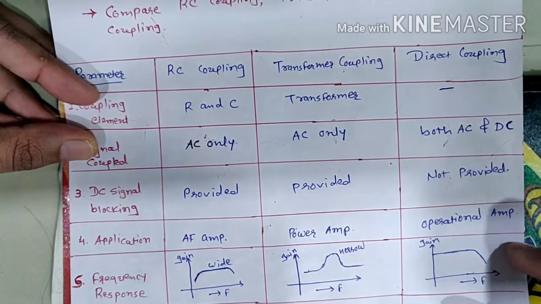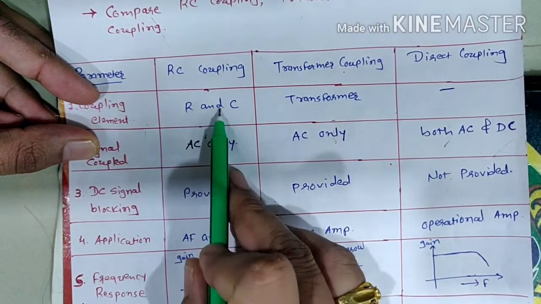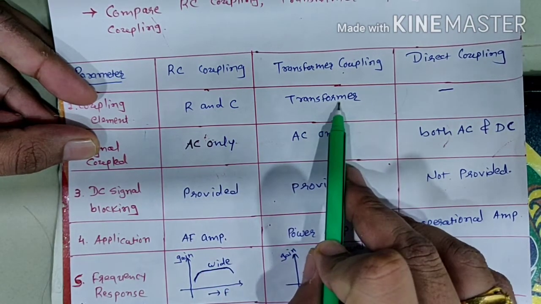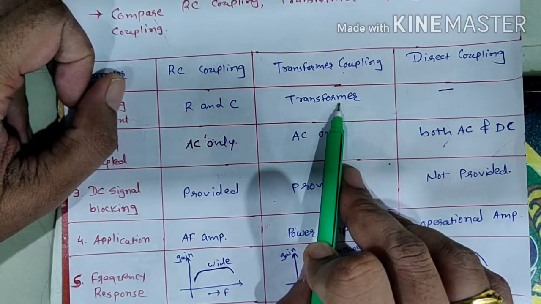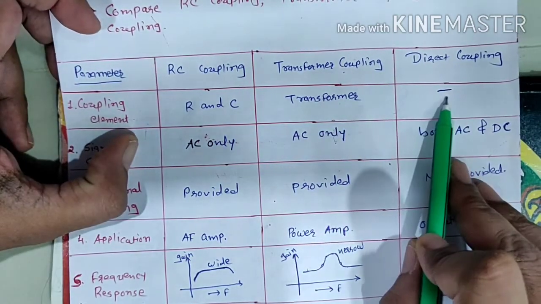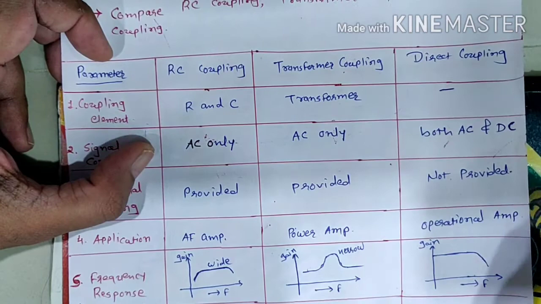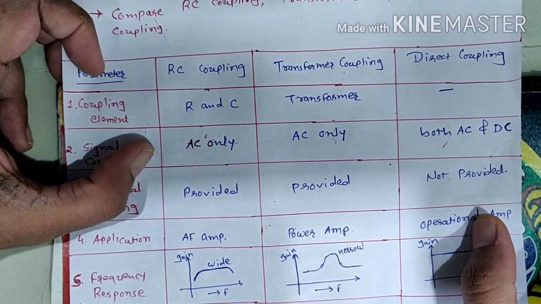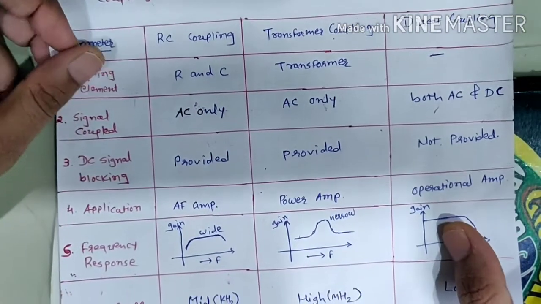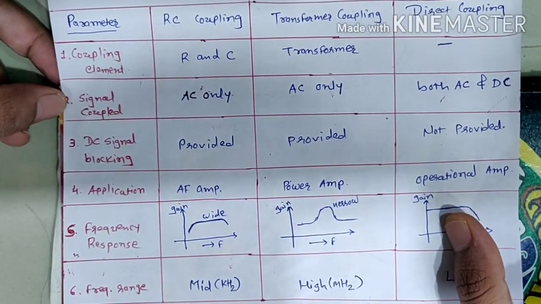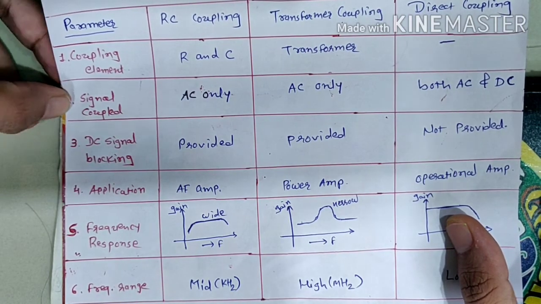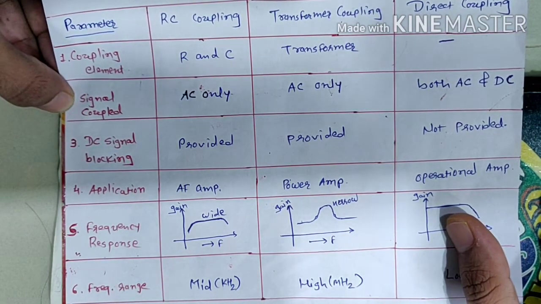So as we know, in RC coupling we use R and C as a coupling element. In transformer coupling we use a transformer as a coupling element. As we have seen, in direct coupling no element is used to couple the multiple stages of the amplifier. Now the second parameter we are doing the comparison on is the signal coupled.